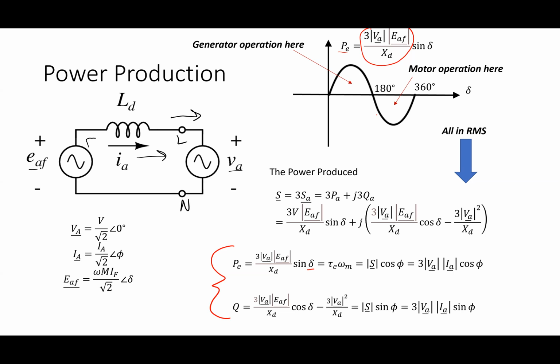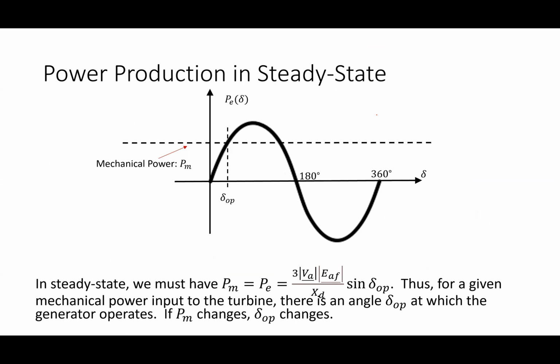90 degrees. All right, 90 degrees. Now, in steady state, what's supposed to be true about the mechanical power going into the generator and the electrical power coming out? They're equal. Steady state, those two things better be equal to each other. So the way we can visualize that is this intersection point on the curve, right?